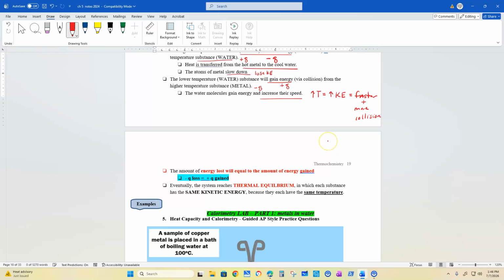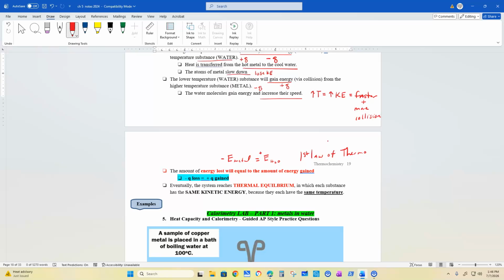So the amount of energy lost will equal the amount of energy gained. So that energy that the metal lost will equal the energy that the water gained. And this should sound very familiar to you. It's called the first law of thermodynamics. Energy is not created or destroyed, it just gets rearranged. So whatever was lost is also gained.